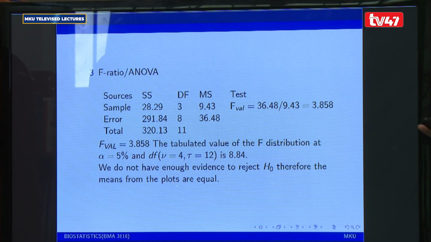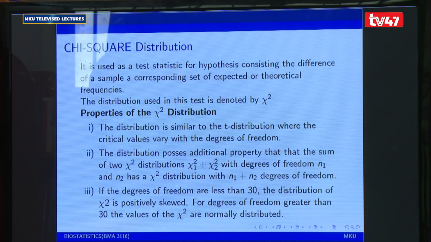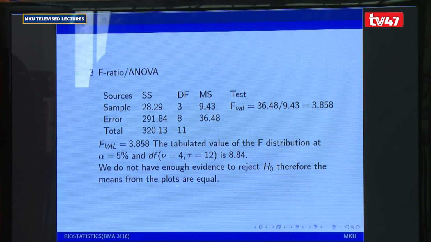Now we have the sources, we have the sample, the error, and the total. For the sample, we've gotten 28.29. That is the sum of squares. Then the sum of squares due to error, we've gotten 219.84. And then for the total, we have 320.13.